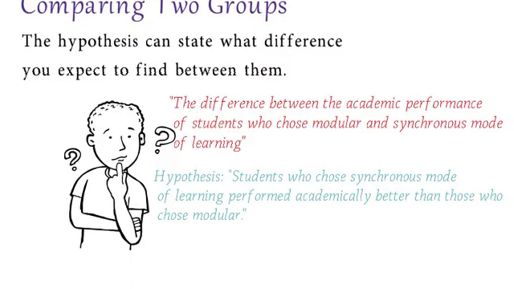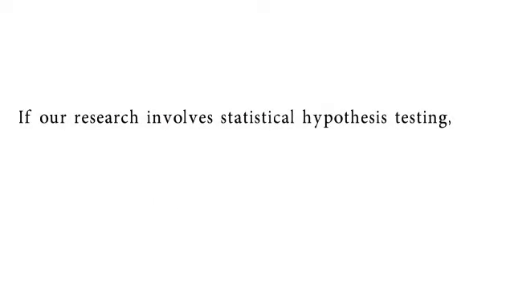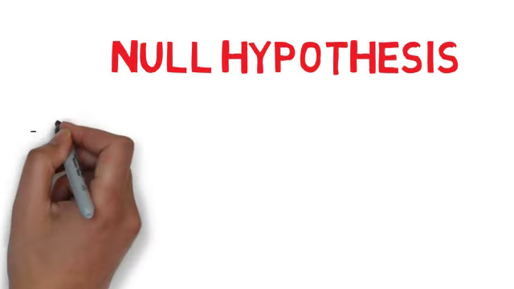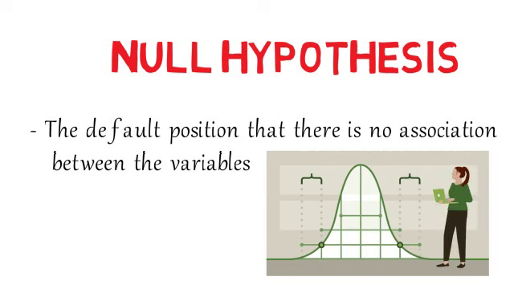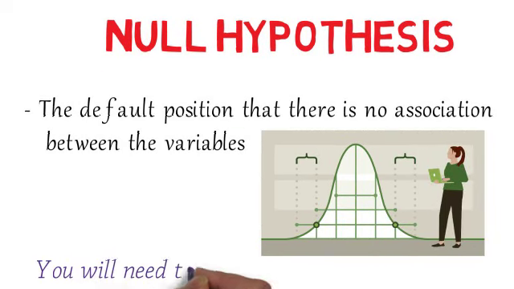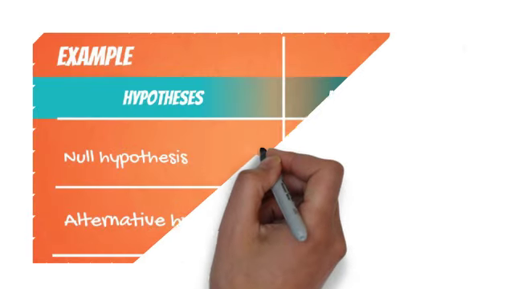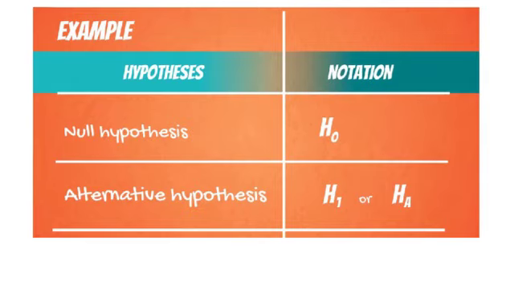And lastly, class, if our research involves statistical hypothesis testing, we will also have to write a null hypothesis. The null hypothesis is the default position that there is no association between the variables. And since our research would require you to have a statistical treatment, you will need to include a null hypothesis. The null hypothesis is written as H0, while the alternative hypothesis is H1 or HA.